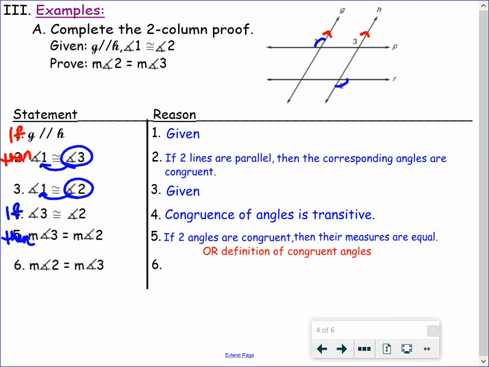Step 6. Wait a minute. I'm still talking about angles 2 and 3. I'm even still talking about the measures of angles 2 and 3. So I'm going from a measure to a measure. If I go from a measure to a measure, as long as it stays a measure, it's a property. So which property says if two things are equal, they're still equal if you flip them? That is the symmetric property.